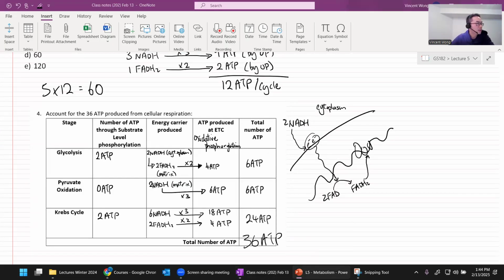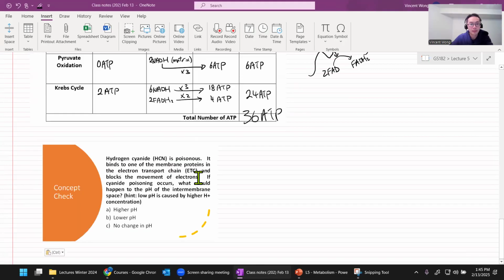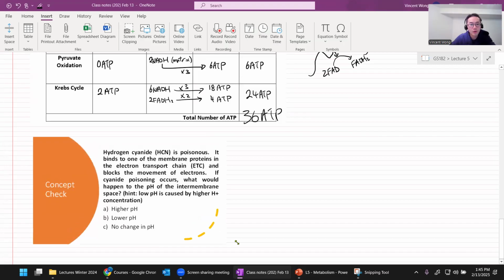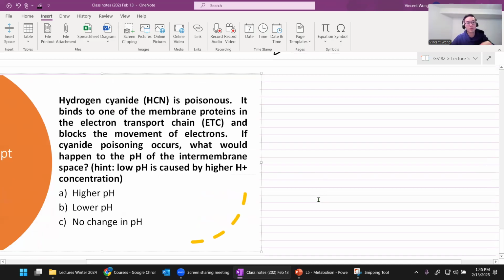Let's just do one more of those questions, and then concept check questions, and then we will stop right here. Okay. It says hydrogen cyanide is poisonous. It binds to one of the membrane proteins in the ETC and blocks the movement of electrons. If cyanide poisoning occurs, what would happen to the pH of the intermembrane space? Hint, low pH is caused by higher H plus concentration.